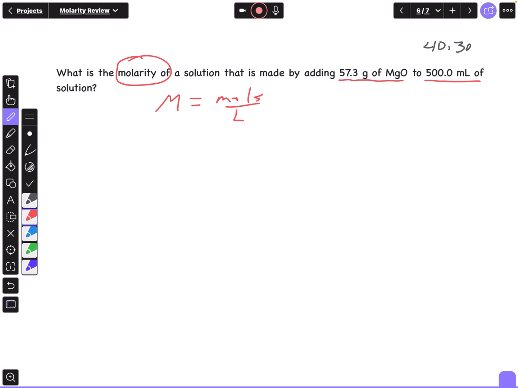So 57.3 grams of MgO, and you need to figure out the molar mass of MgO. You add up one magnesium atom times the atomic mass of magnesium, one atom of oxygen times the atomic mass of oxygen, then you add those up. We've been doing this for a long time, finding the molar mass. But when you find it, it's 40.30. Remember, we round to 2 decimal places. So I'm going to take what I'm given in the problem, which is 57.3, divided by the molar mass, which is 40.30.